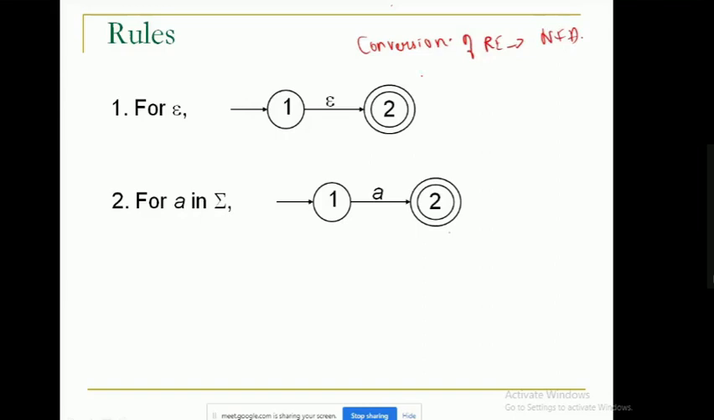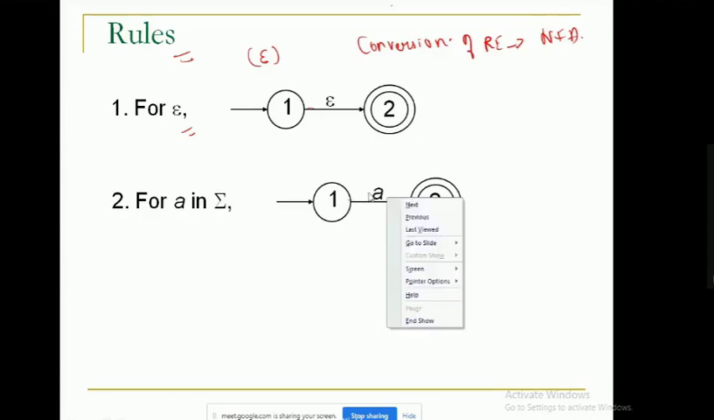So the first rule is, in case of epsilon in your regular expression, you have to draw it like this: from one state you move to a second state on epsilon. For any alphabet in your set of input symbols, you can have a transition like this, and that symbol will be over this transition.